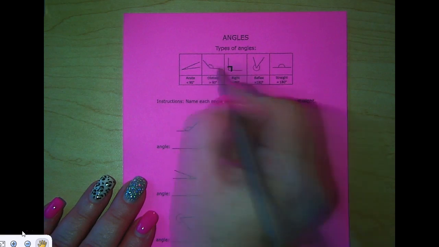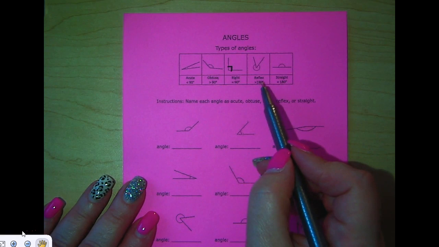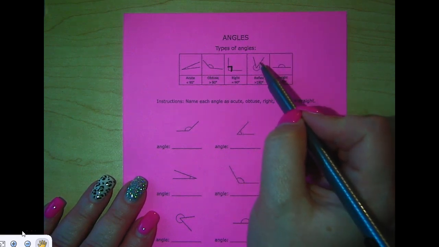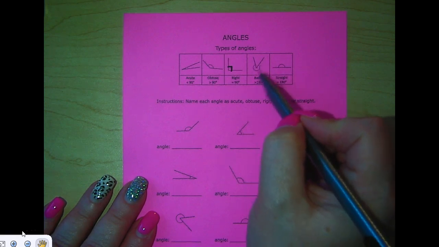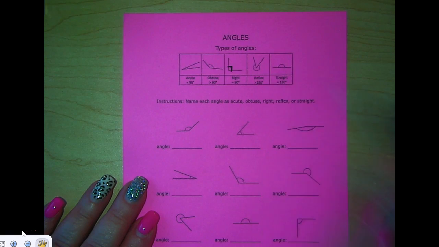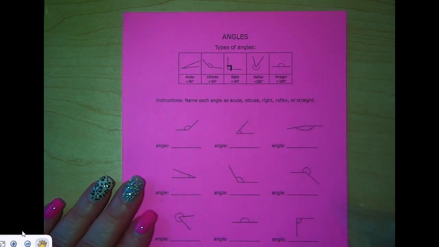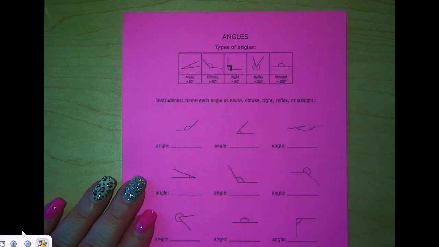That's what you're measuring. You may not have seen this angle before, a reflex angle. It looks like an acute angle, right? But we're not measuring the inside, we're measuring this outside. That's what that means right there. So a reflex angle is greater than 180 degrees. And a straight angle is a straight line. It is exactly 180 degrees.